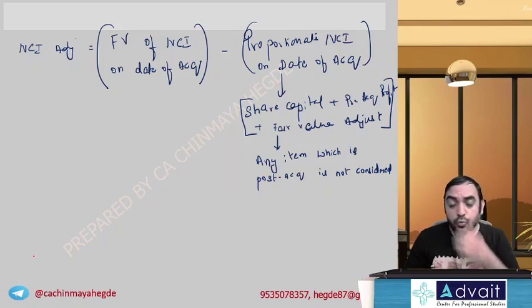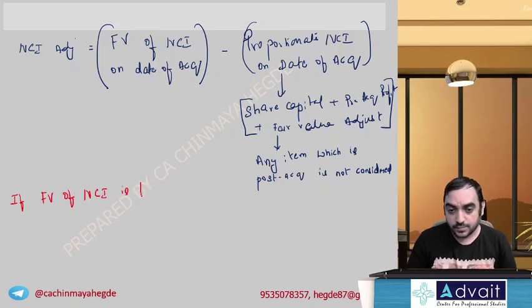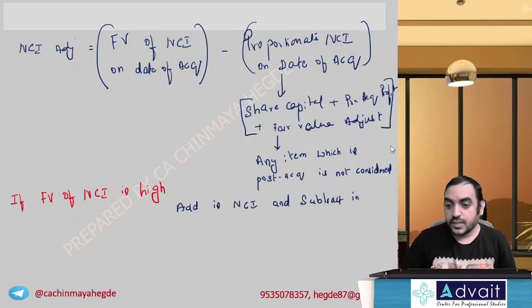Okay, now the question comes: when to add, when to subtract. So write down, if fair value of NCI is high, that means if the result is positive number, then add in NCI and subtract in goodwill, so that both are increased.